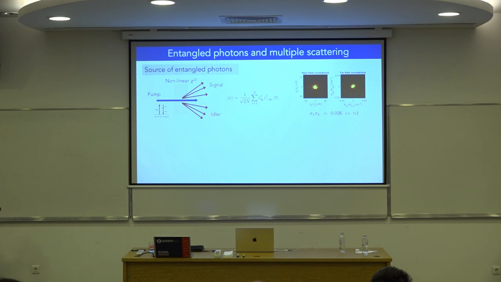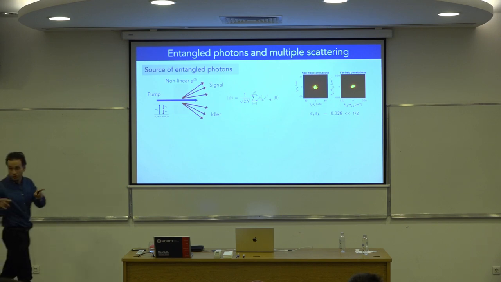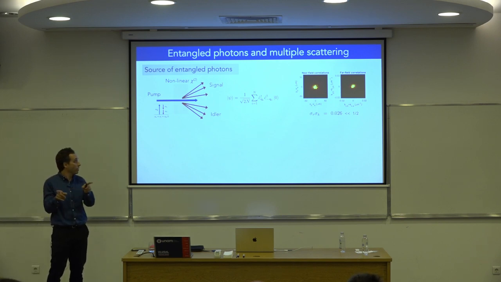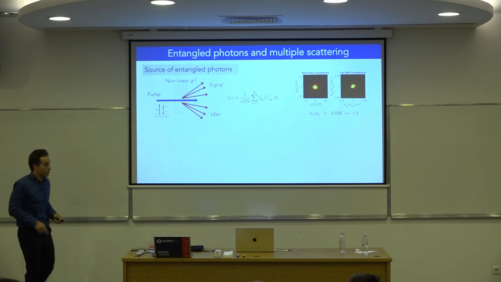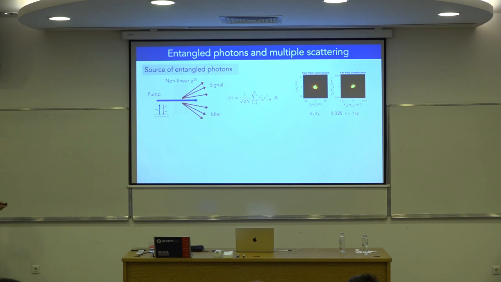We consider a nonlinear material, we pump it, and we use a process of spontaneous down conversion, where from a pump photon you will create a pair of two photons, which we call the signal and the idler, which are half the frequency of the pump photon. And by momentum conservation, the second photon must go in the opposite direction. So we have both energy and momentum conservation.